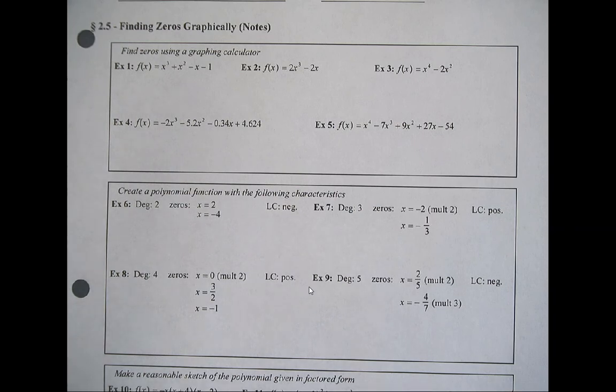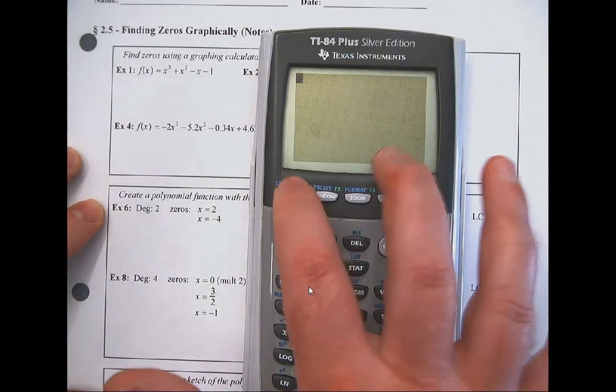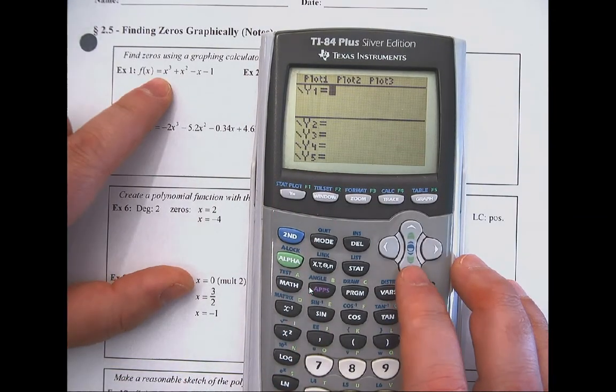What we did last time algebraically, we basically just ZPP'd stuff and figured out where the zeros were. So now we're going to do it graphically. So let's start off. You'll need a calculator. Let's start off with this function.